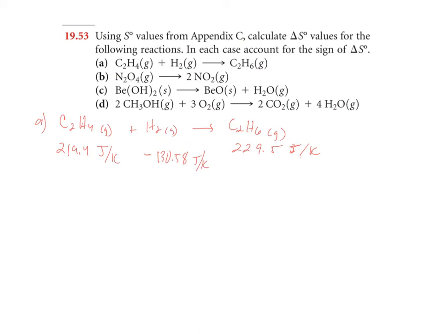All right, 53. Using S naught values from Appendix C, calculate delta S naught values for the following reactions. In each case, account for the sign of delta S. I'm just going to do A. We've done this before. When looking at these naught questions, meaning at standard states, we can easily use the summation equation.